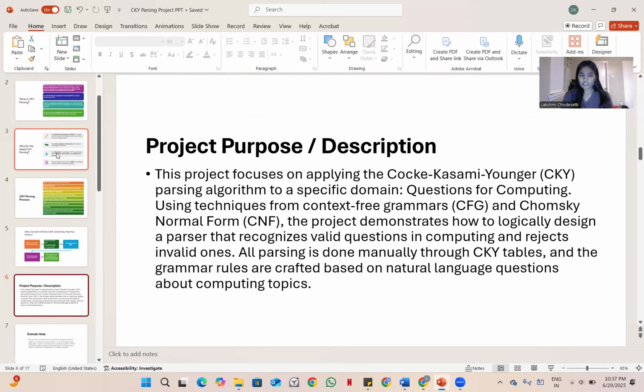Coming to my project, the project purpose and description. This project focuses on applying the CKY parsing algorithm to a specific domain, questions for computing, using techniques from context-free grammar and Chomsky Normal Form. The project demonstrates how to logically design a parser that recognizes valid questions in computing and rejects invalid ones. All parsing is done manually through CKY tables, and the grammar rules are crafted based on natural language questions about computing topics.